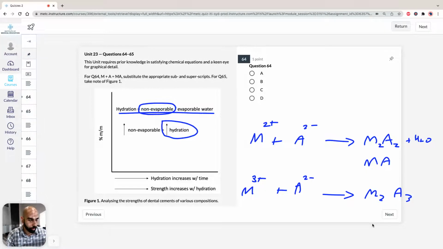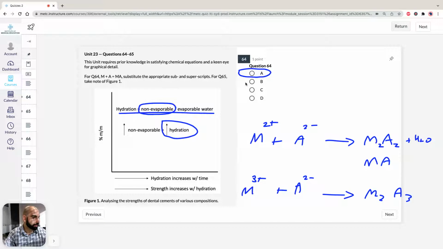So if we take a look at the options provided, 64 has to be A. That's easy. If you're finding that hard to comprehend, I do suggest you go back to foundations of chemistry just to understand why we do this crisscross method for the ions when we're making a bond between the two to make, I guess, a compound.